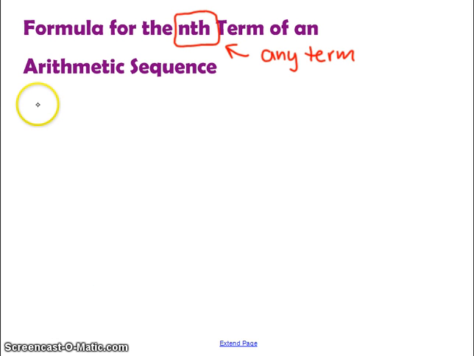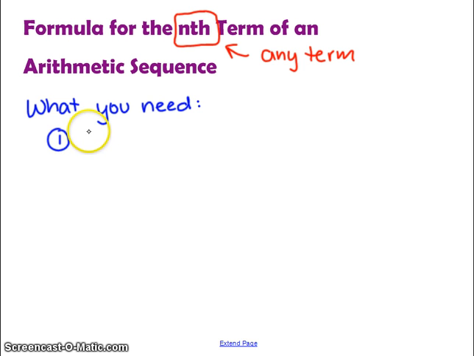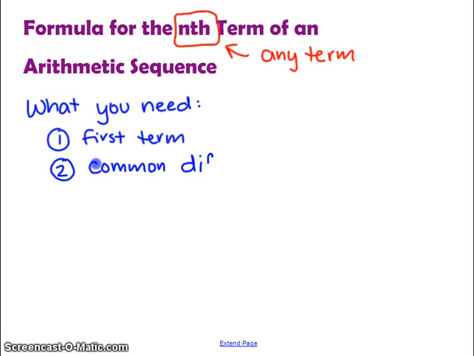The example that we saw, what you need are 3 things. You need to know what the first term is. So in the last example, we knew that the first term was 5. You need to know what the common difference is. In the last one, we knew that the common difference was a half. And finally, you need to know which term you want to find, because if you don't know what you want to find, how can you do the problem?